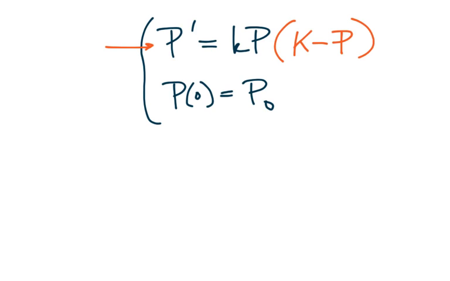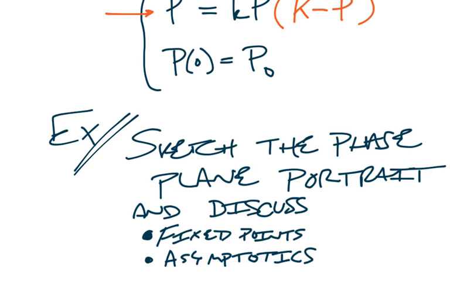Okay, so what I want you to do now is to sketch the phase plane for this thing. It is going to be more complicated, more interesting than the last phase plane. So the exercise here: sketch the phase plane portrait of this thing and discuss the fixed points, where they are and what they actually mean, and discuss the asymptotics. The asymptotics are going to be broken into a few different cases depending on whether you are above or below the carrying capacity. There's a good amount of work to be done in here.